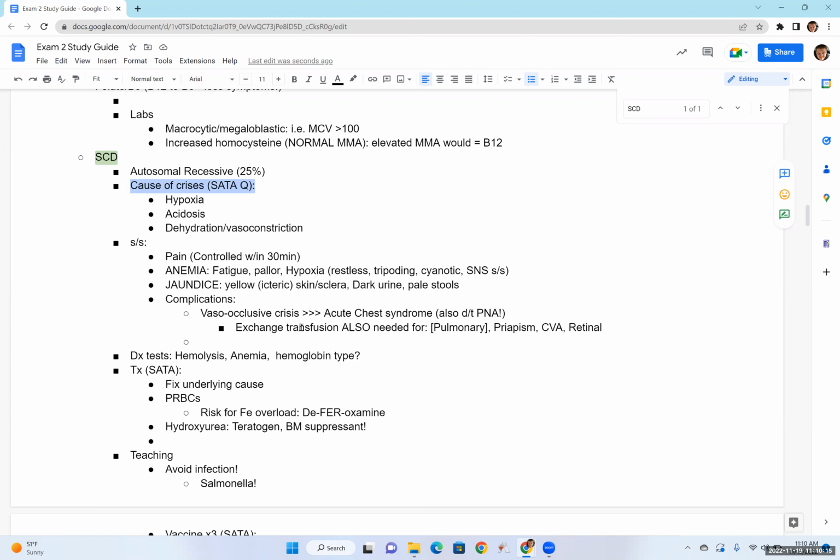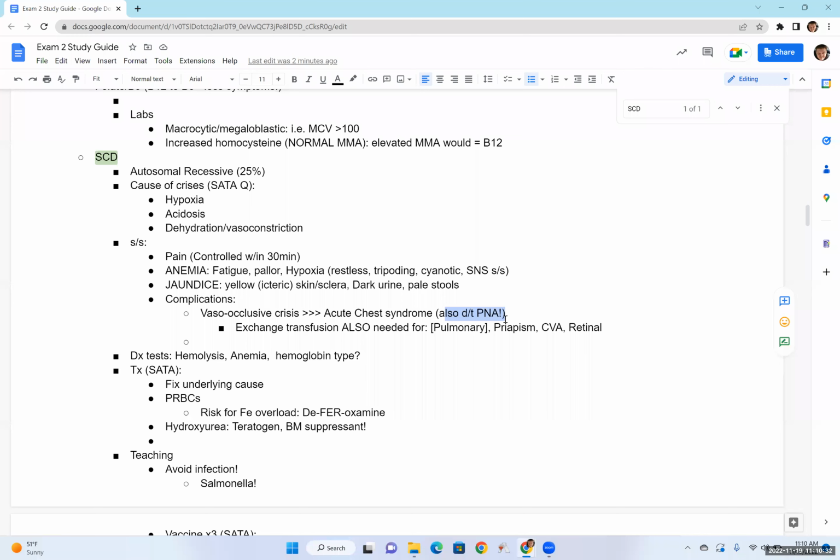Especially if it's... I thought I put it here. I didn't there. A pneumonia, right? A lung infection is the worst thing, right? That's called acute chest syndrome in the sickle cell community, and that requires emergent treatment. That's a red flag, right?